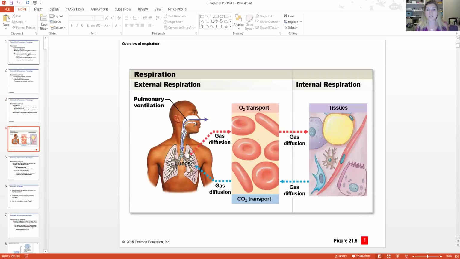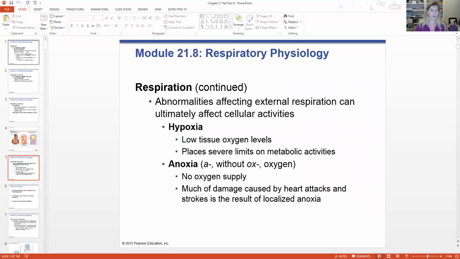So this is just a nice visual for you so you can understand what external and internal respiration are. External respiration is happening at the lungs, starts with pulmonary ventilation. Internal respiration is happening in the periphery. So let's talk about respiration in general and some abnormalities that can occur. You have something called hypoxia. Hypoxia is when you have low oxygen levels within a particular area.